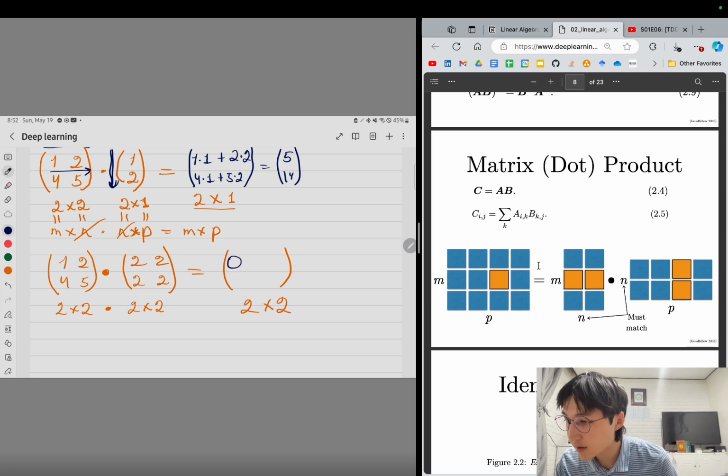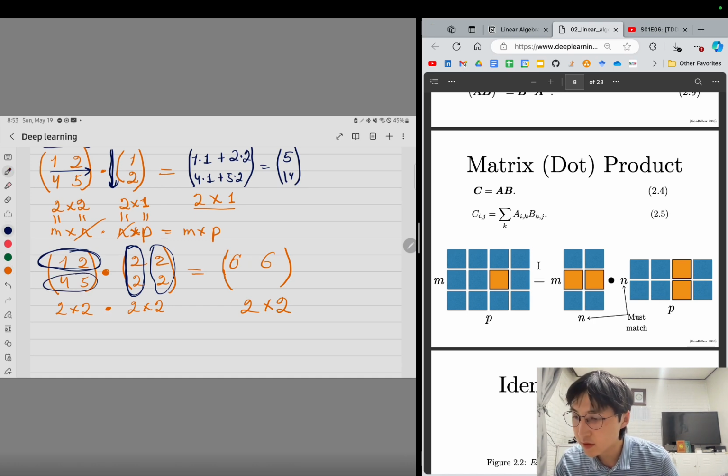So this first element is equal to the first row multiplied by the first column. Okay, so what will it be? 1 multiplied by 2 is 2, plus 4, so it will be 6. Second one, in order to find this value, we need to multiply this row by this column. It's the same, it's also 6, right?